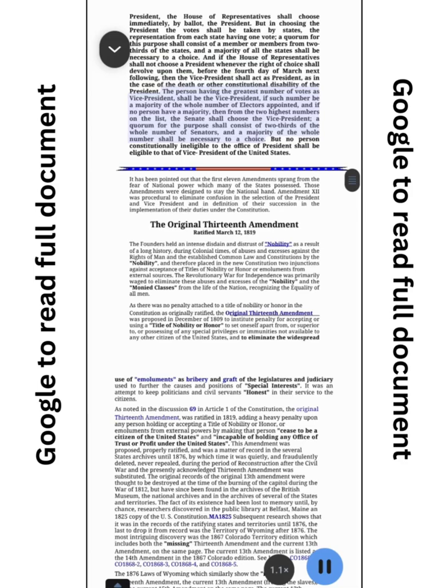The person having the greatest number of votes as Vice President, shall be the Vice President, if such number be a majority of the whole number of electors appointed, and if no person have a majority, then from the 2 highest numbers on the list, the Senate shall choose the Vice President. A quorum for the purpose shall consist of 2/3 of the whole number of senators, and a majority of the whole number shall be necessary to a choice. But no person constitutionally ineligible to the office of President shall be eligible to that of Vice President of the United States.